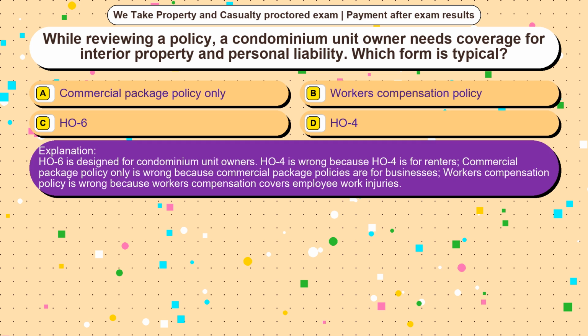HO 6 is designed for condominium unit owners. HO 4 is wrong because HO 4 is for renters. Commercial package policy only is wrong because commercial package policies are for businesses. Workers' compensation policy is wrong because workers' compensation covers employee work injuries.